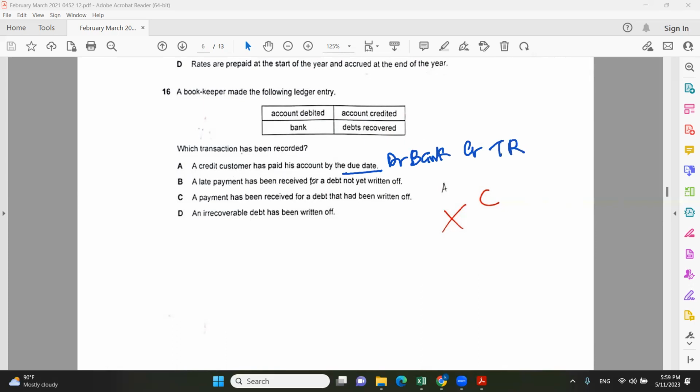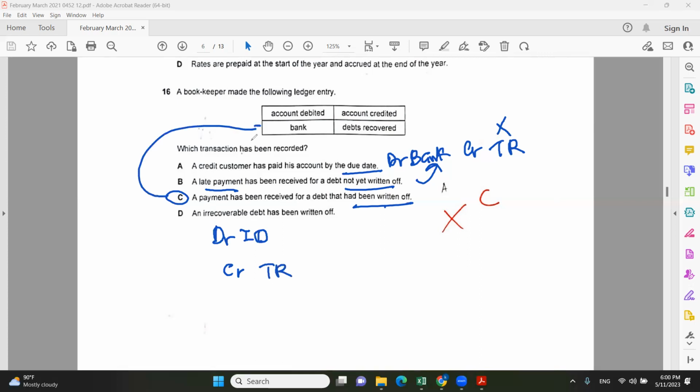A late payment has been received for a debt not yet written off. When we receive the payment, we just do like this only: debit bank, credit trade receivable. A payment has been received for a debt that has been written off. When we have written off the account, we do not have the trade receivable, so that's why we credit the debt recovered. An irrecoverable debt has been written off. This double entry will be debit irrecoverable debt, credit trade receivable. So the entry is talking about this one.